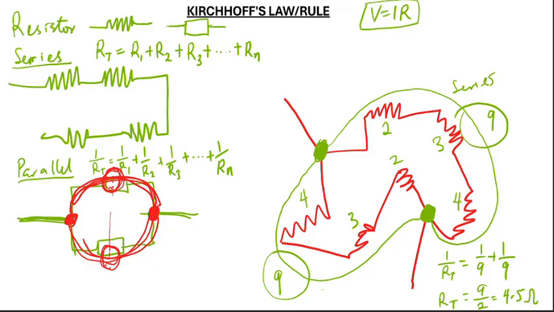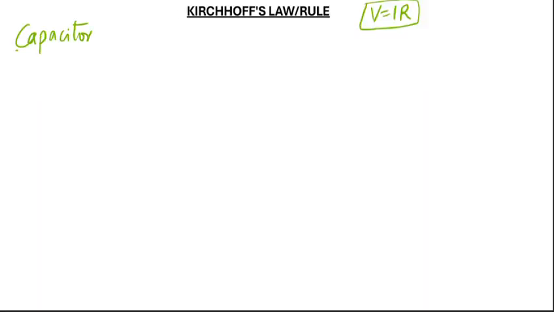Let's move to capacitor. A capacitor is just a device that stores electric energy. We are going to talk about capacitors in a separate video because it's much more than this video. Now, capacitors also can be connected in series or in parallel. And don't forget, the notation for a capacitor can either be this or it can be in this form.